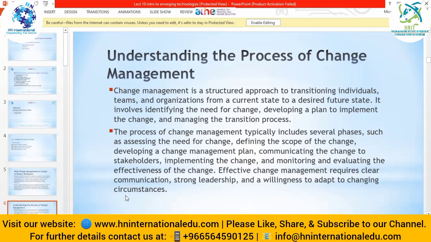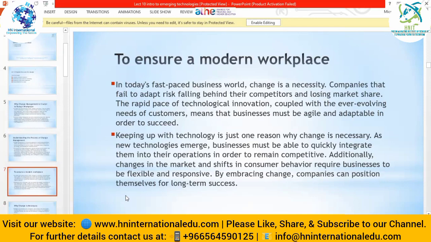Then developing a change management plan, that is, how we will change it. Then communicating the change to stakeholders. We will share our plan and communicate with the stakeholders about what they think. Then implementing the change, and monitoring and evaluating the effectiveness of the change and how it is going. Effective change management requires clear communication, strong leadership, and willingness to adapt to changing circumstances. Now, whatever the result, we will have to adapt to the changing circumstances to ensure a modern workplace.